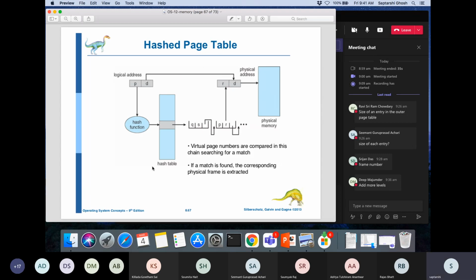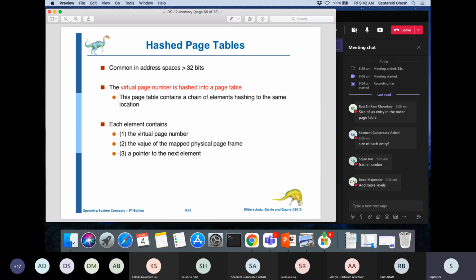So now we have a hash table. This page table is now a hash table. And each entry stores multiple frames, I mean, addresses of multiple frames. Of course, we need somehow to distinguish between these. So now each entry stores a new field also. Each element stores the virtual page number, which is generated by the CPU actually, the value of the mapped physical page frame, and a pointer to the next element. This is for the linked list part.